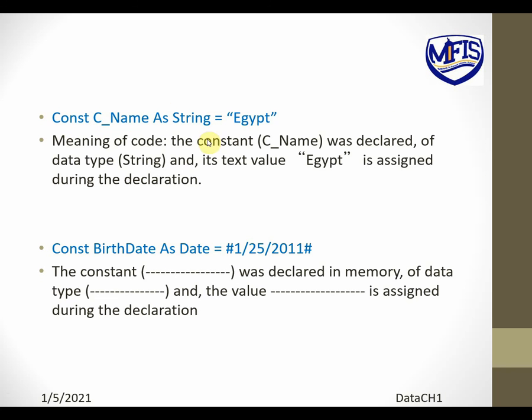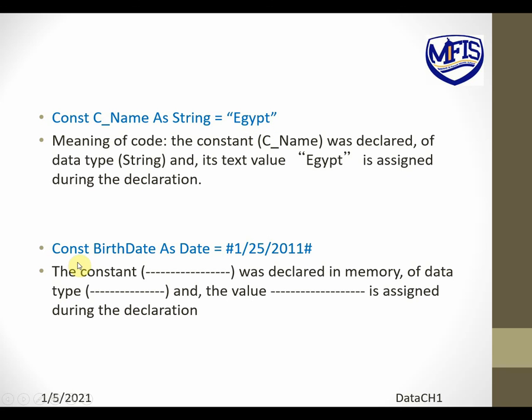Okay, let's see this other example. Const C_name As String = "Egypt". What is the meaning of this code? It means that we have a constant, and the constant name is C_name, and its data type is a string because it consists of a group of letters, and the value is a text. Egypt is assigned to this constant, and because this is a constant, we have to assign a value to this constant during declaration.